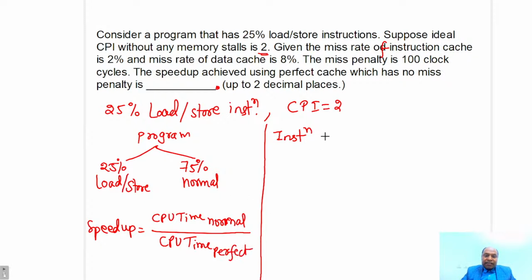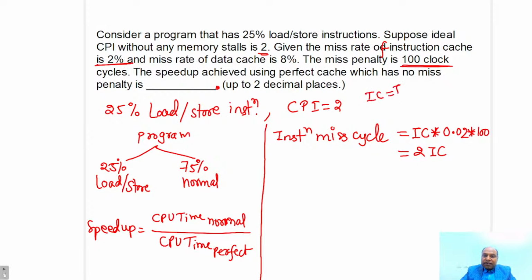So let's try to identify the instruction miss cycle. Instruction miss cycle is given as instruction count, and miss rate is 0.02, into the miss penalty, which is 100 clock cycles. So what I'll get is 2 times IC, where IC stands for instruction count, or number of instructions. Both are correct. Now this is the instruction miss cycle.